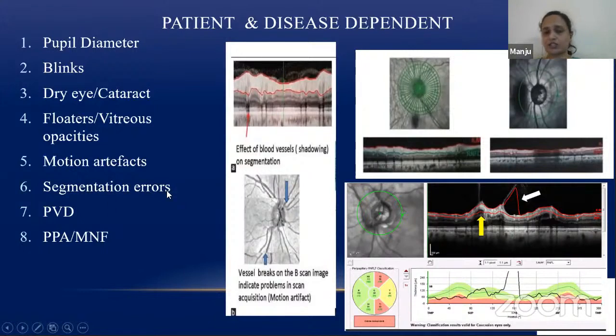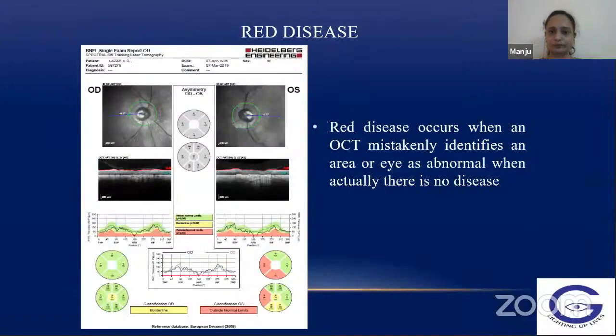Segmentation errors occur due to high myopia or presence of shadowing artifacts, dense epiretinal membrane or traction bands, etc. Peripapillary atrophy causes the thinning of the RNFL and myelinated nerve fiber causes RNFL thickening.